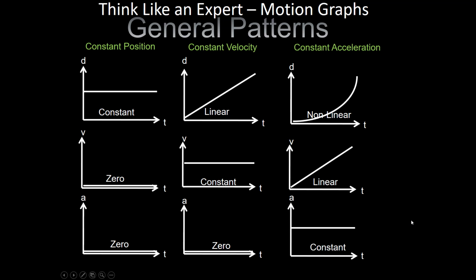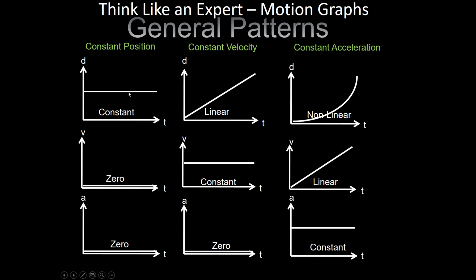All right, first thing we want to do about motion graphs is realize that it breaks down into a couple simple patterns. First pattern we've got is when an object isn't moving. How can you tell? Well, at the first point in time, I check and the object's here. A little bit later on, I check again. The object is in the same location. I've got my distance or location on the y-axis. So what you're looking at on the distance graph is a flat line straight across. No matter what time we check, it's in the same spot.